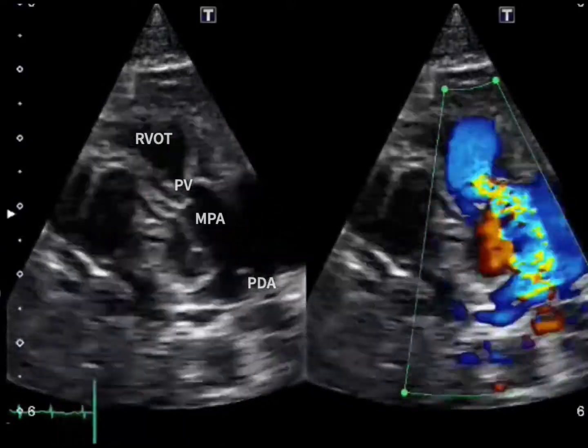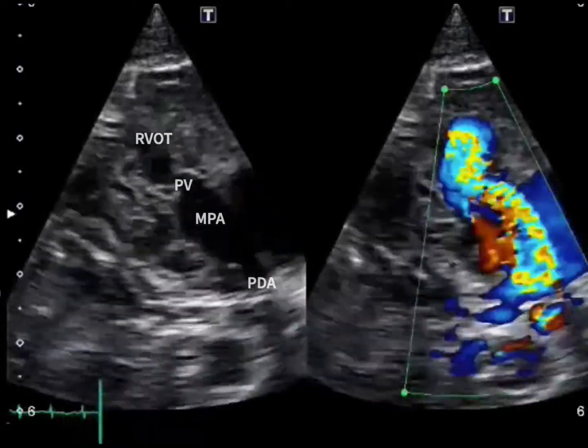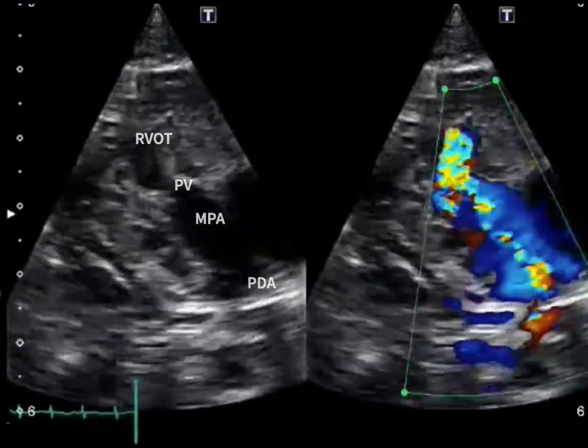This is an example of the parasternal long axis pulmonary valve view. Quickly review this echo and comment on your findings. In 5 seconds, I'll move forward.